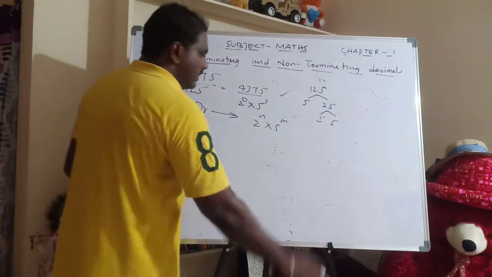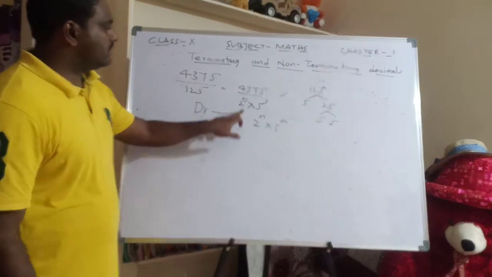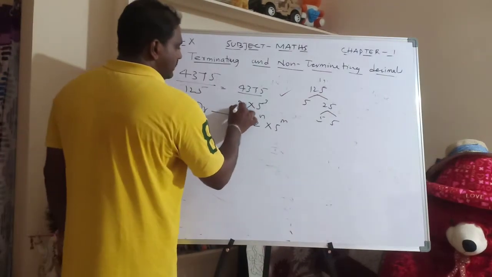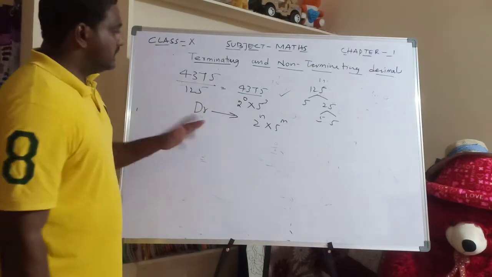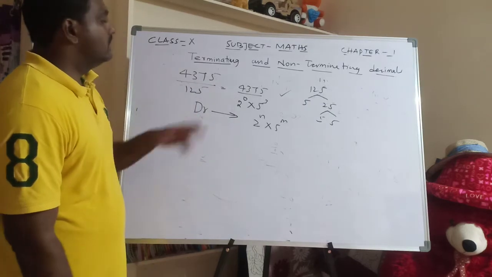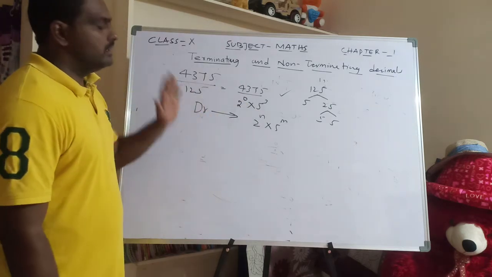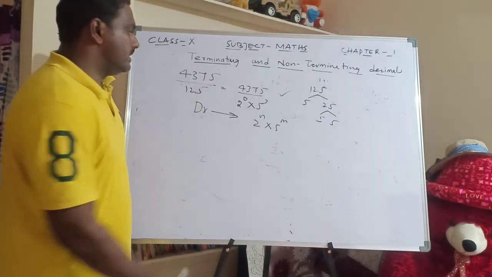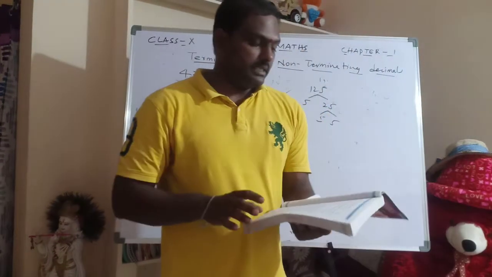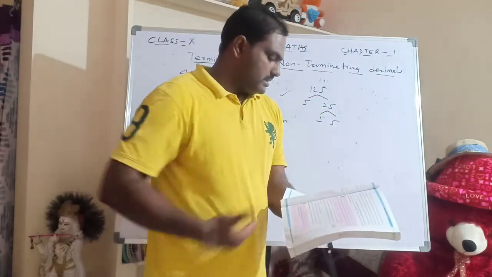If it is not in the form of 2 power n into 5 power m, it is non-terminating. In some cases, we will get only 5. In those cases, we have to write 2 power 0. In some cases, we won't get 5. In that case, we have to write 5 power 0. So either it should be 2, or 5, or 2 and 5. Beyond this, if we get any other number, no doubt it's a non-terminating decimal. So that is the concept in this case. Okay, now let us see some examples.